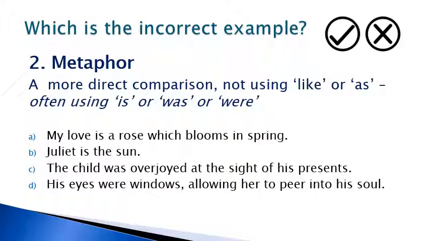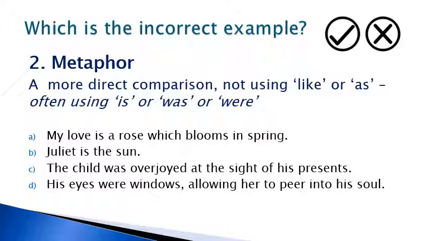Metaphor is a more direct comparison, not using like or as. It often uses is or was or were for a more direct comparison. My love is a rose which blooms in spring. Juliet is the sun, taken from Romeo and Juliet. The child was overjoyed at the sight of his presence. His eyes were windows, allowing her to peer into his soul.